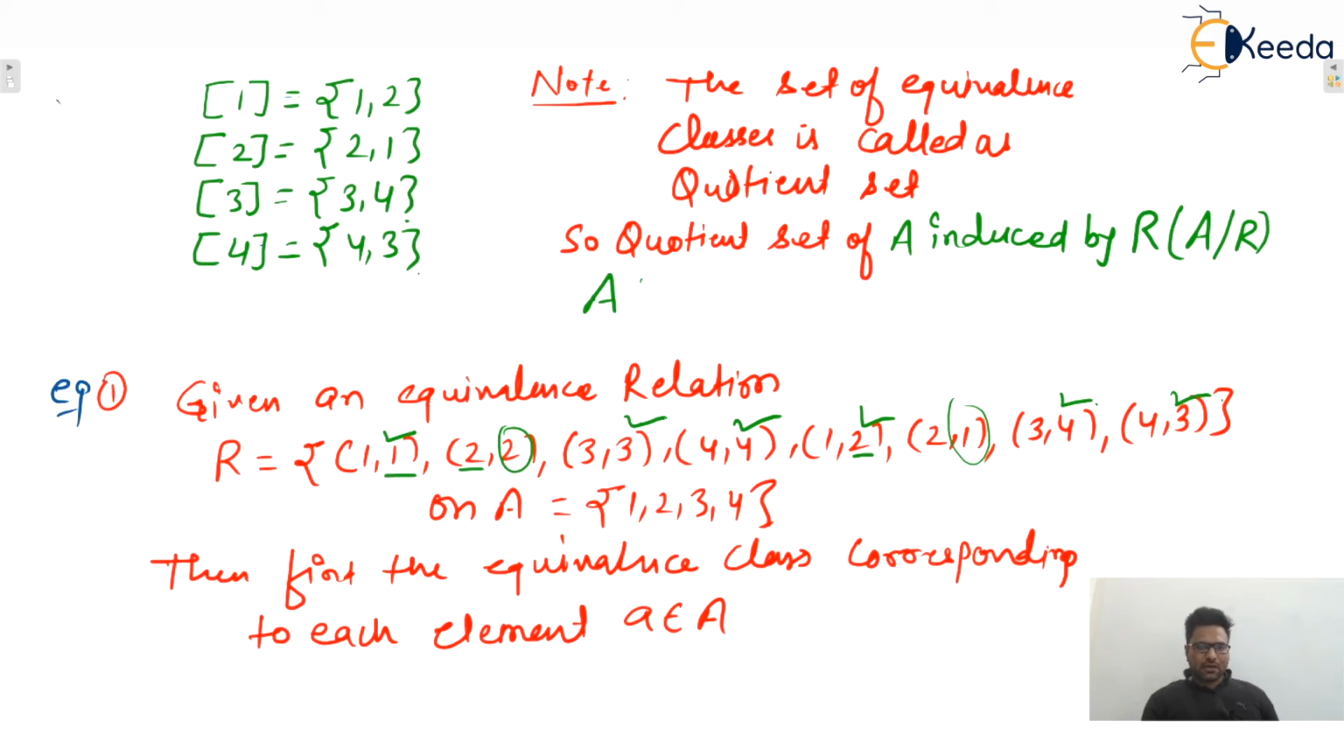So what is A by R? We can say that A by R is equal to {1, 2, 3, 4}, isn't it? So the union of all these equivalence classes is known as what? The quotient set. And this is the quotient set of set A induced by the equivalence relation R. So that is the quotient set. I hope this one is clear to everyone.